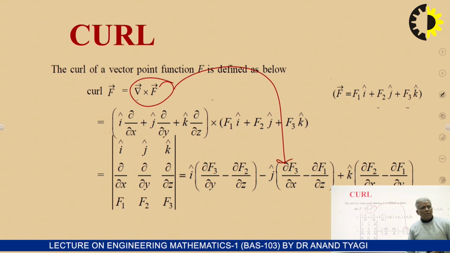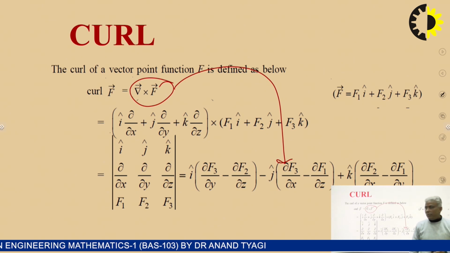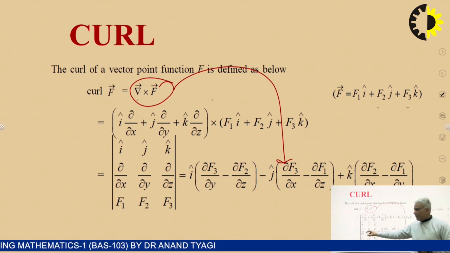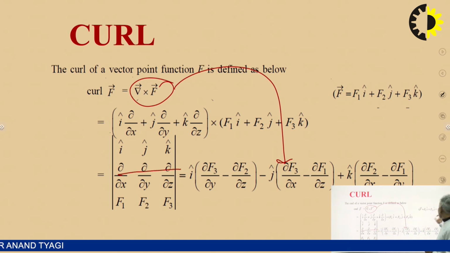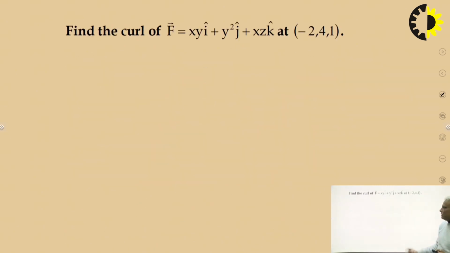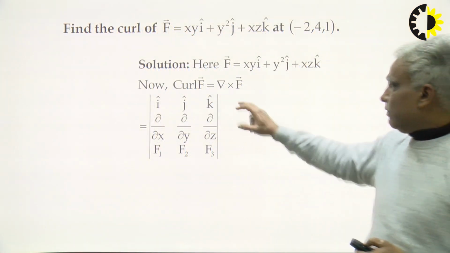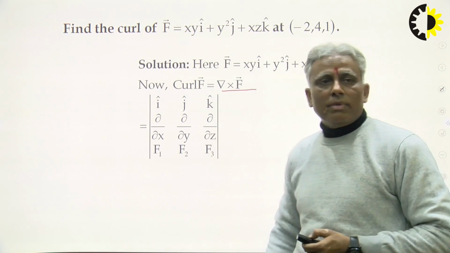And how to calculate it? Students who studied at the 12th level know how to calculate the cross product of two vectors with the help of a determinant. I write here i, j, k, the components of the del vector and the components of the force vector. After the calculation, we see that the curl of a vector quantity is also a vector quantity. Suppose I want to calculate the curl of a given vector. First of all, I calculate del cross F using this determinant.